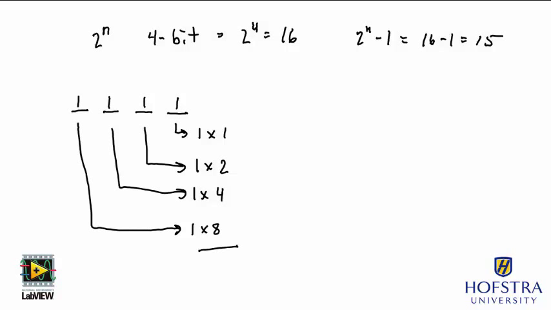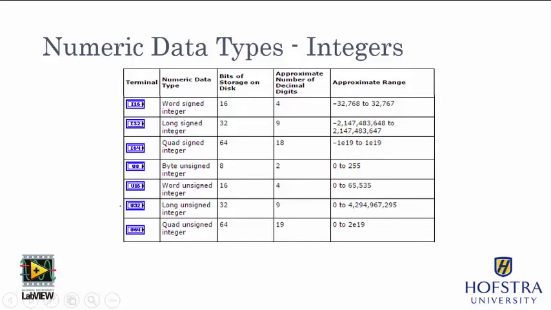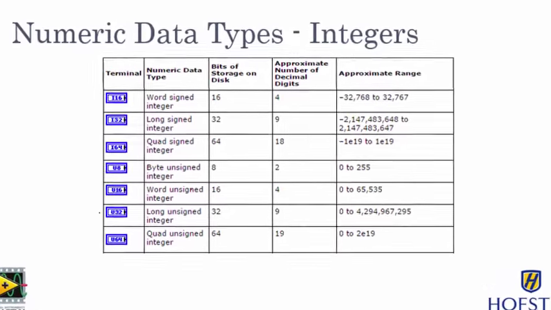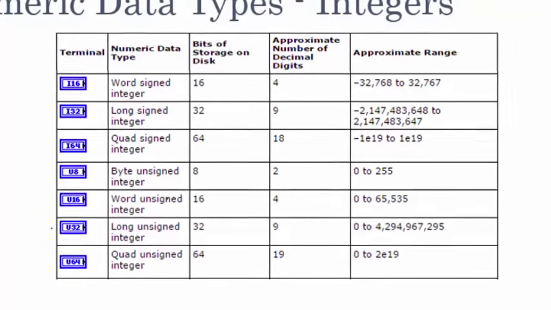The sum: 1 plus 2 is 3, plus 4 is 7, plus 8 is 15. So you can see that is the maximum number that can be represented by a 4-bit binary number. In LabVIEW, we can tell the computer exactly how we want the numbers to be stored.